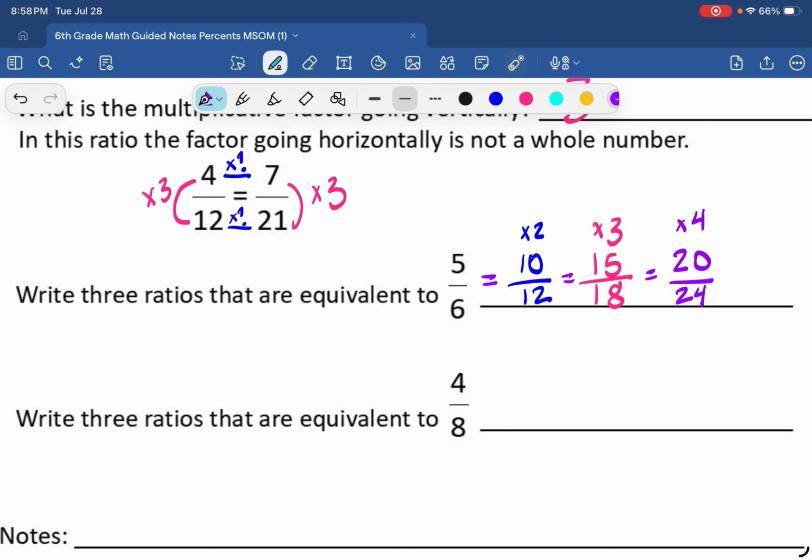Now I can do the same thing down here with 4 eighths, but I'm going to do it vertically. So 4 times 2 is 8. So I can have a numerator, let's say 5, and if I times that by 2, I would get 10, and that's another equivalent ratio. Or I could do 6 times 2, and that is 12. Or I could do 7 times 2, and that is 14. So these are all equivalent ratios.